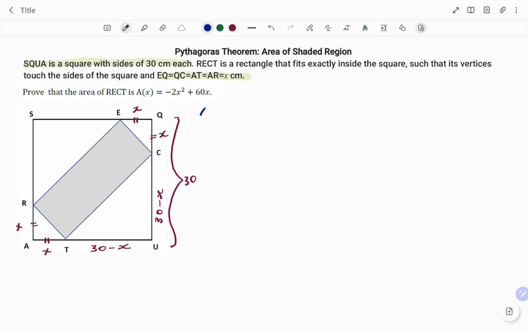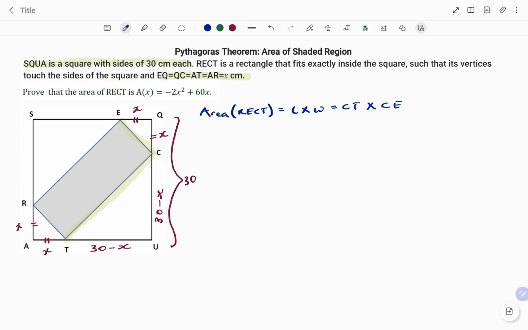The area of the rectangle RECT is your length times your width. In this case, if I go back to the diagram, my length is CT or ER, and my width is my CE or TR. So I have that as CT times CE, length times breadth.